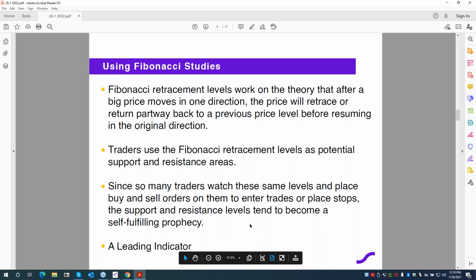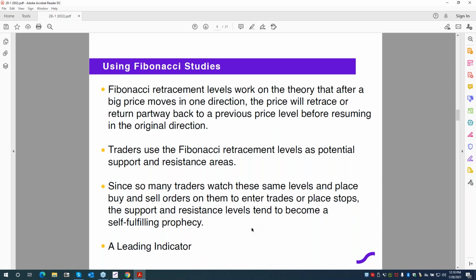Since so many traders watch the same levels and place buy and sell orders on them to enter trades or place stops, the support and resistance levels tend to become a self-fulfilling prophecy. So remember, guys, in my previous webinars, I mentioned to you that a lot of it has to do with demand and supply. If everyone is buying at the same time, this is driving the price up.